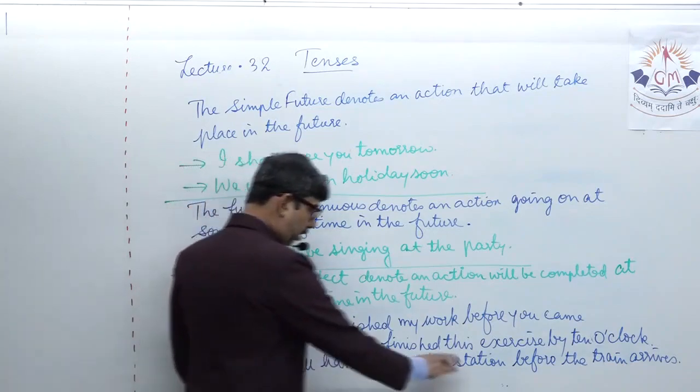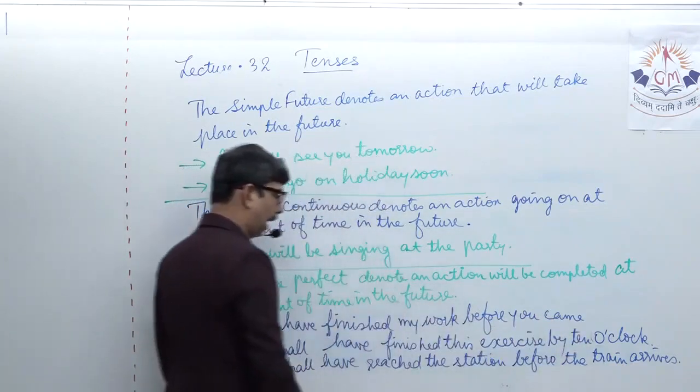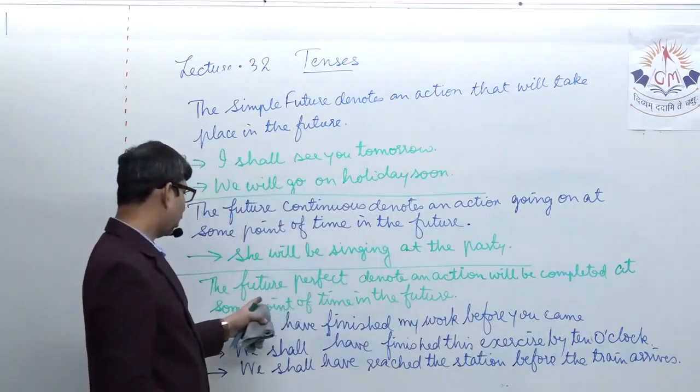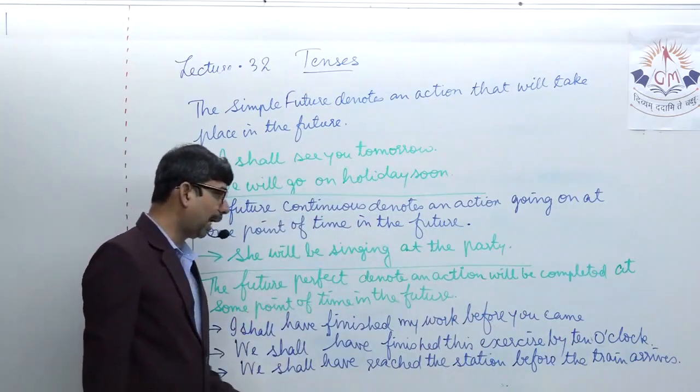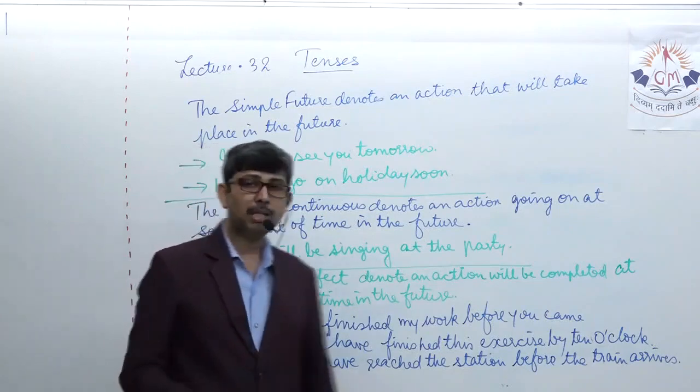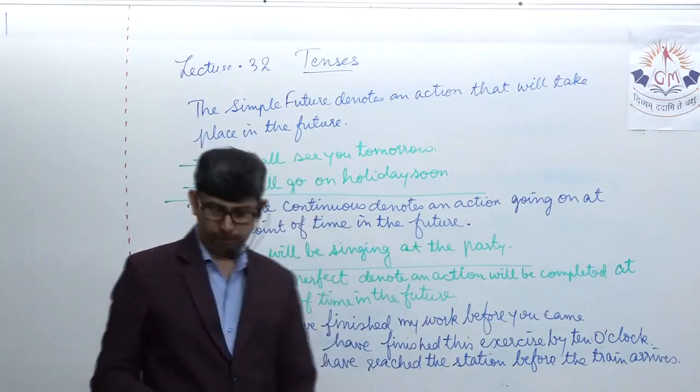We shall have reached the station before the train arrives. So in this manner, we write the future perfect to denote an action that will be completed at some point of time in the future.